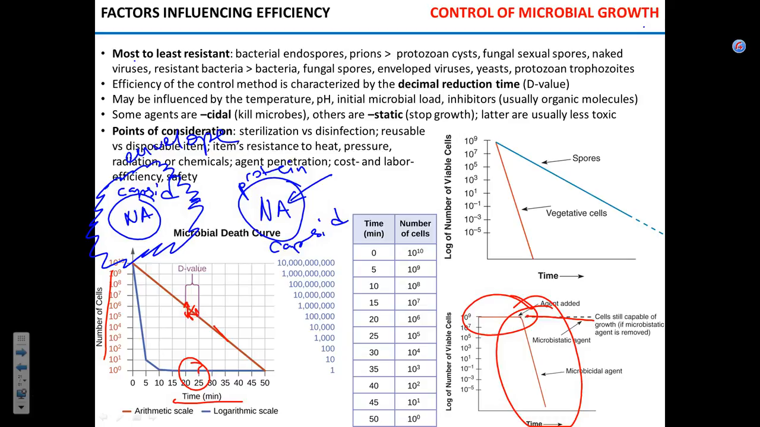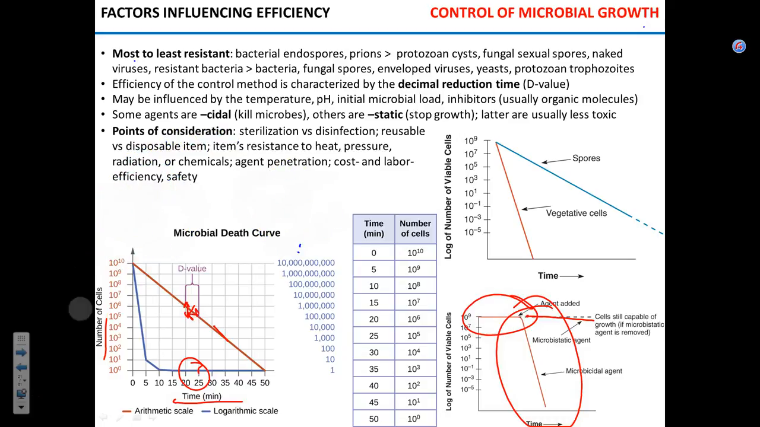Okay. Now, you also have to appreciate to which level you reduce the number of cells. When you choose the chemical or method of microbial control to use, you have to consider many things. Do you need to sterilize or is disinfection enough? What kind of agent are you dealing with? You see, spores are much more resistant than vegetative cells.